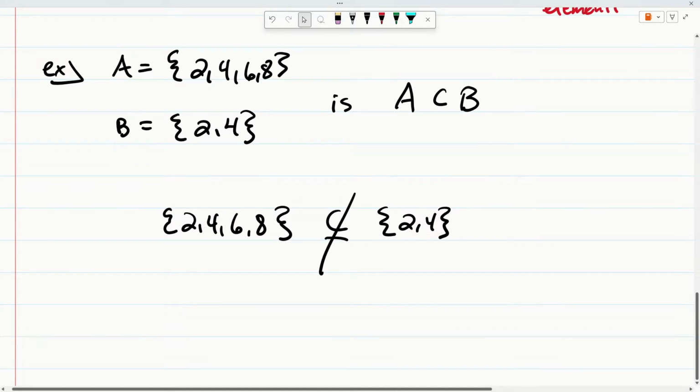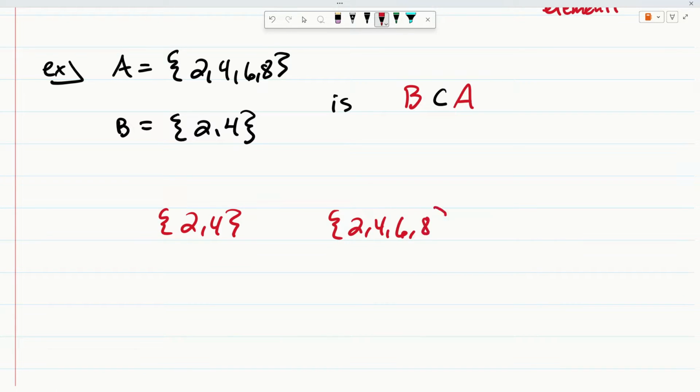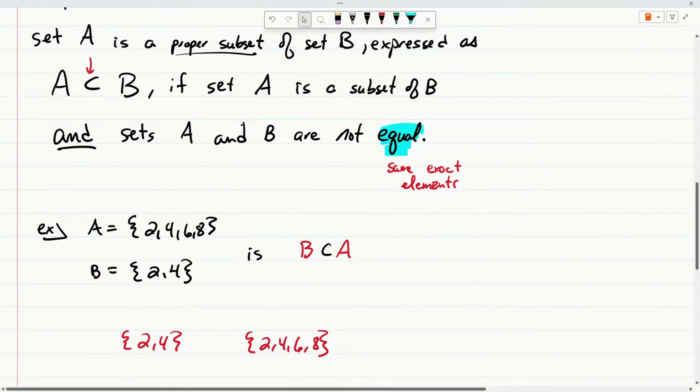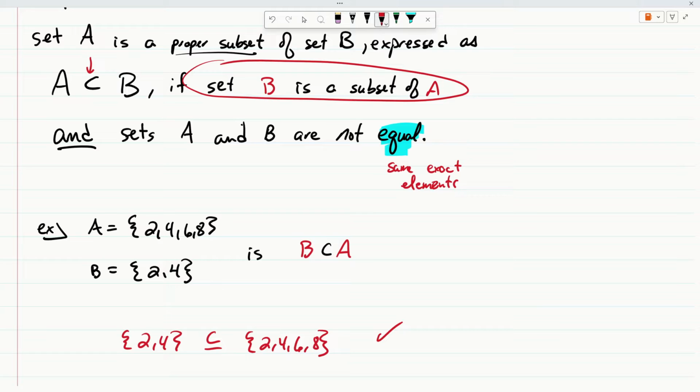Okay? But what if we reverse the order here? What if I ask this question? Is B a subset of A? Well, we have 2 and 4. And we have 2, 4, 6, 8. And let me zoom out so we can get that definition in here. So when we look at this, do we have a subset? Well, yes. We do have a subset, check. So this first condition, all I had to do is just reverse the order. So B is a subset of A, check.